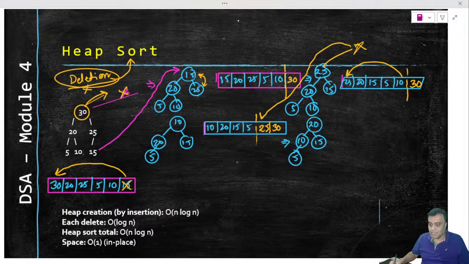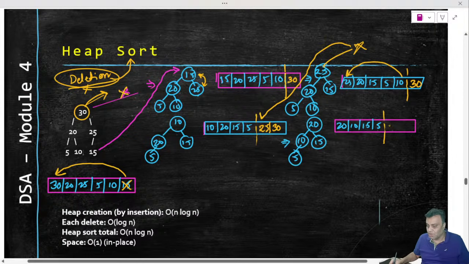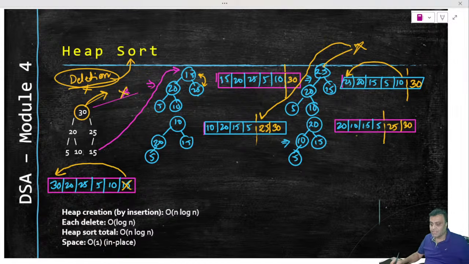The array will change. The array will look like this, which is going to have 20 here, 10 here, 15 here, 5 here, and the wasted portion of the array was already holding 25 and 30. So this is how the array is going to look like, and now we have a proper heap where all the elements below are less than 20. So now we will again do a deletion of this particular topmost element.